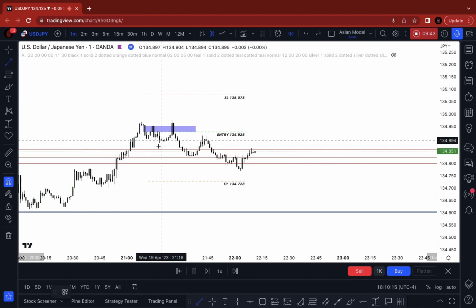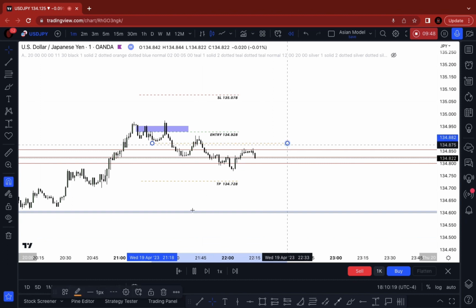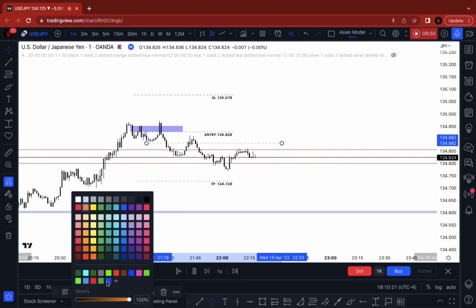I'm also breaking this down on the 1 minute. But you would come to that breaker right there, and you would probably look to go short there. That's another way.